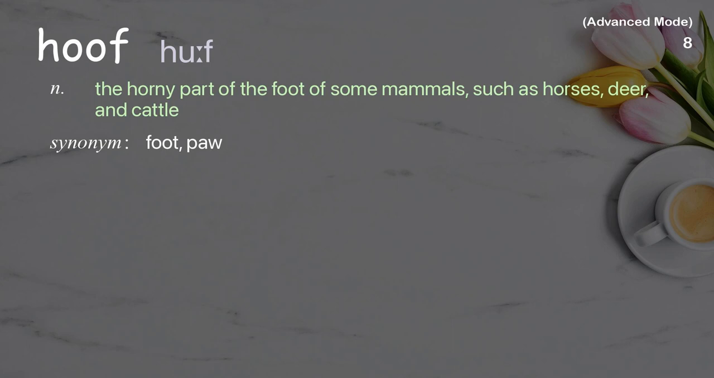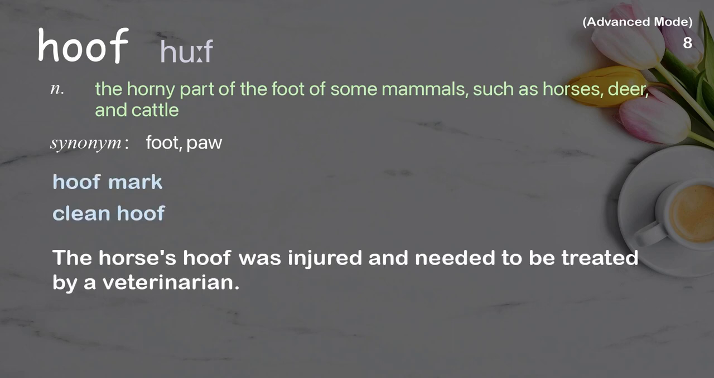Hoof. The horny part of the foot of some mammals, such as horses, deer, and cattle. Examples: hoof mark, clean hoof. The horse's hoof was injured and needed to be treated by a veterinarian.